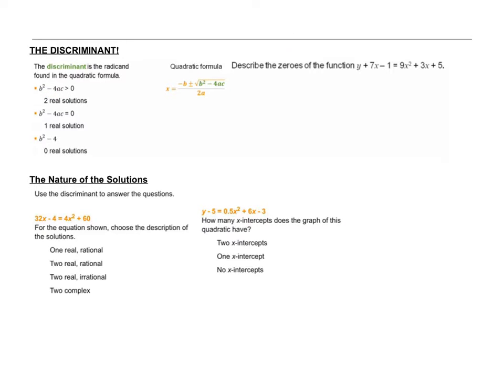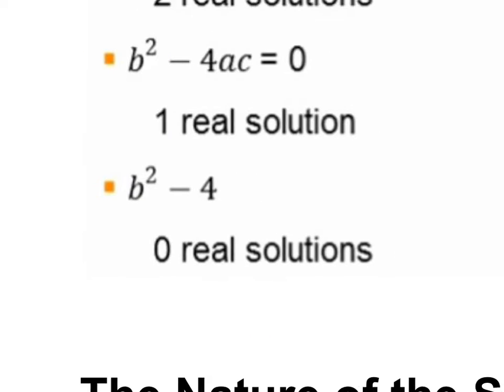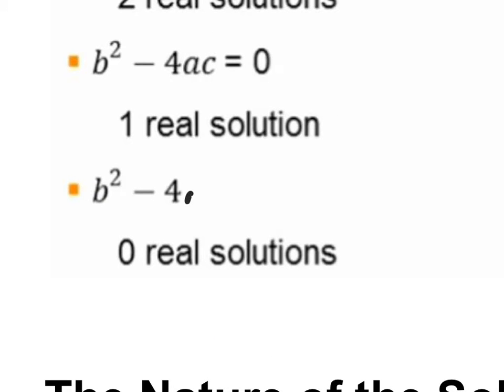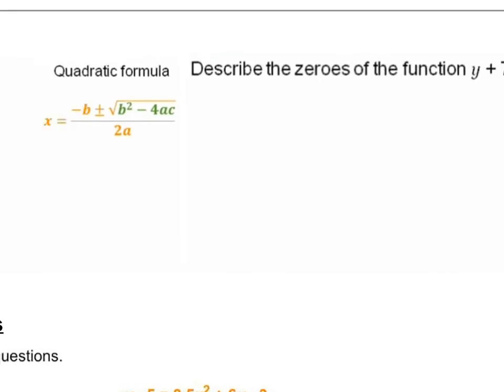So what we want to do is describe the zeros of this function. If it's positive, you have two real solutions. If it's 0, you have one real solution. If b squared minus 4ac is less than 0, then you get 0 real solutions. So let's take a look up here.